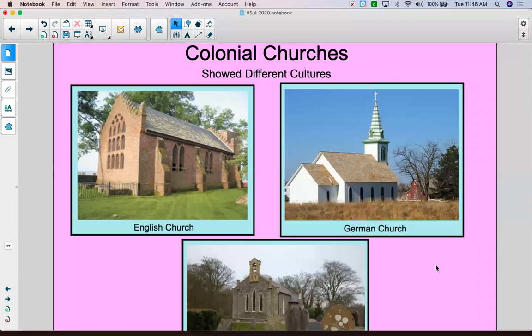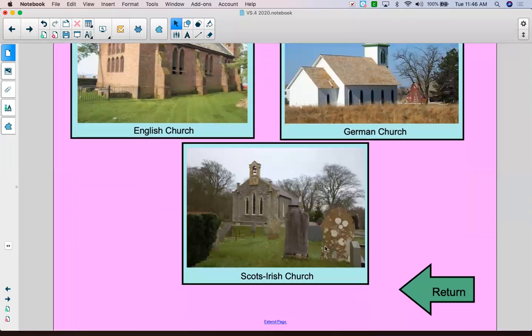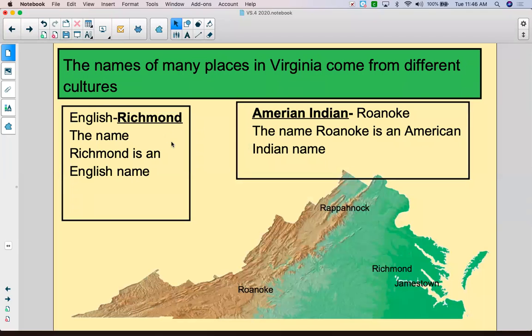Let's look at the different churches. We have the English church up at your top left. To your right, you have the German church. And down at the bottom, you have a Scots-Irish church. Again, they all look different, but they all provide the same service or the same purpose.